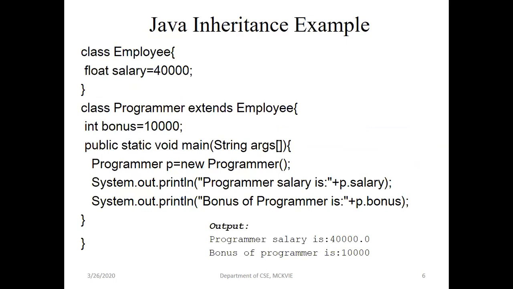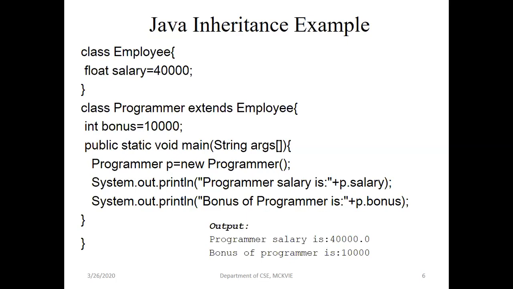I'm giving a small code snippet for the previous example. Look, class Employee, float salary 40,000. Class Programmer extends Employee. So automatically the salary field comes into the Programmer class. Inside the Programmer class, I'm going to define my main method. I'm creating an object of the Programmer class, Programmer p = new Programmer. Then I'm printing p.salary. Automatically the salary field is accessible from here, and the amount should be 40,000.